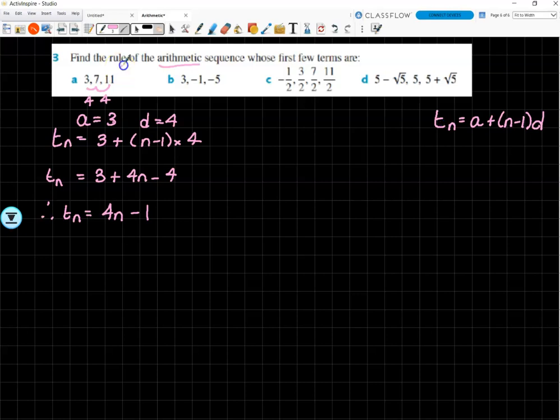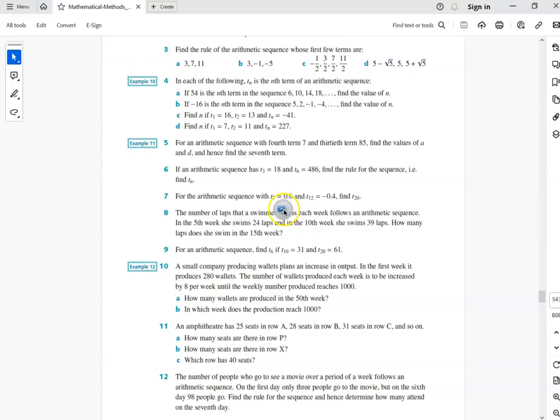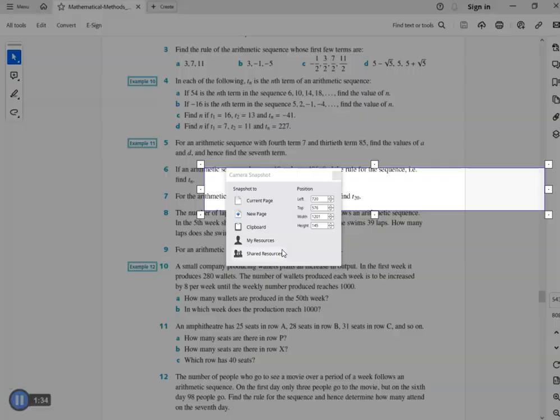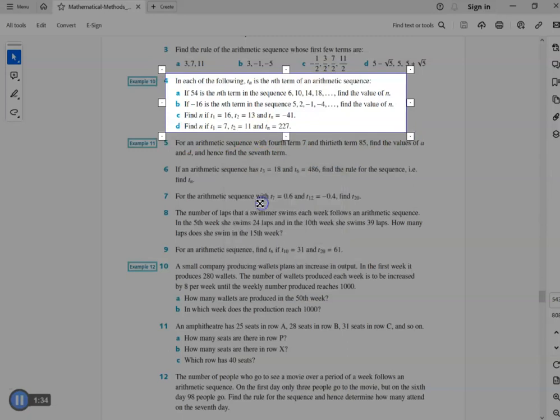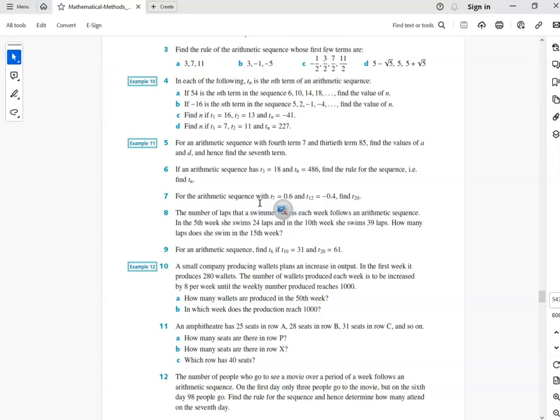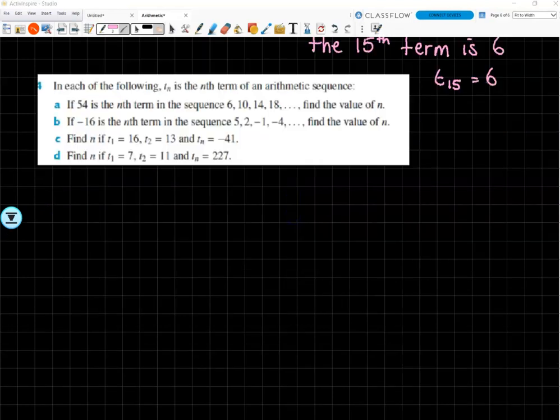Finding the rule. Just getting up question 4. Now this could be 4, it could be 5, it could be a question that we're going to do later on. But it's about how you approach this.